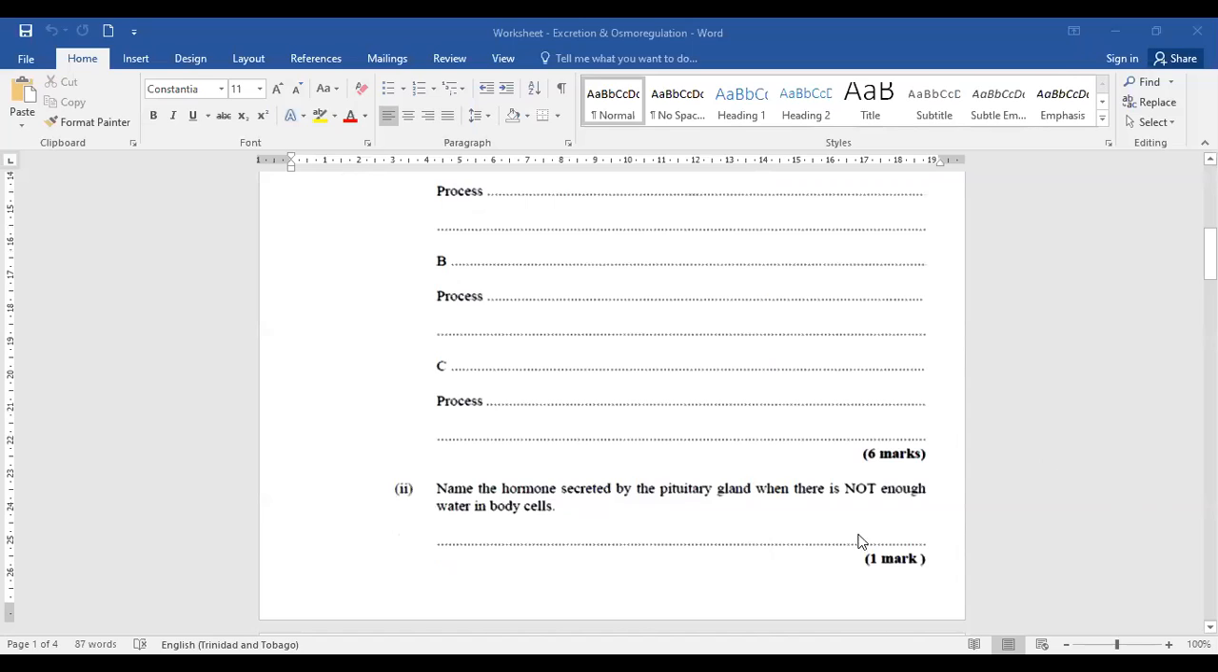All right, what is the name of the hormone secreted by the pituitary gland when there is not enough water in body cells? Not enough water. Dimitri's answer was correct, so you don't have to answer. The rest of them had to answer.